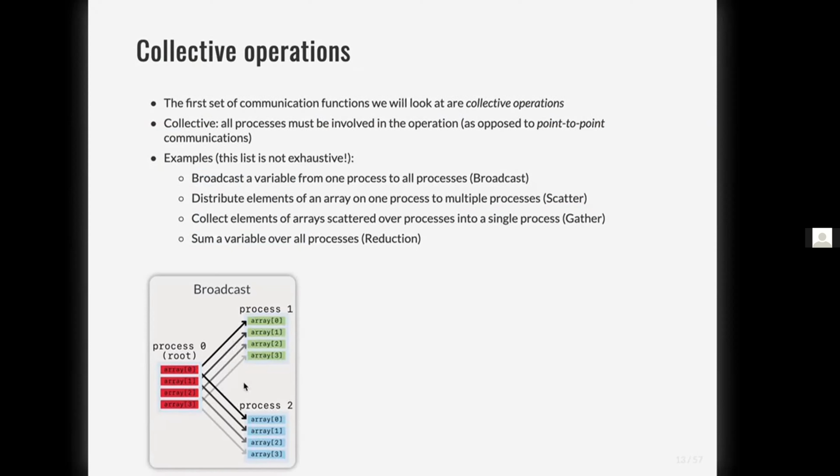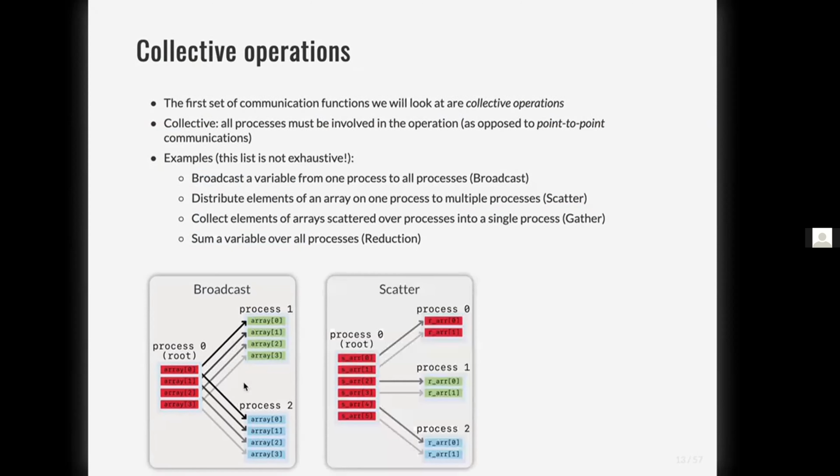So the scatter operation is a bit less trivial. So now I've renamed this array SR, short for send array, right? So you now have 6 elements of this array, okay? And you have 3 processes, and note that process 0 also participates in the receiving end, right?